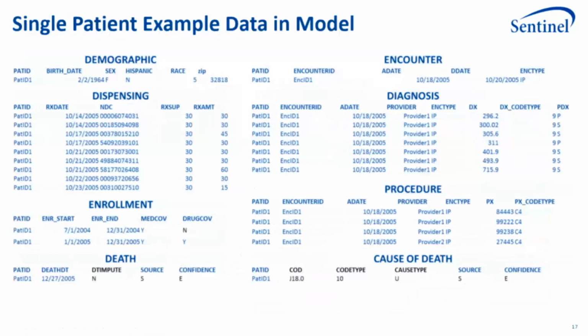So this is an example of what one patient might look like in the data model. So you see up in the upper left-hand corner, I have a middle-aged woman.